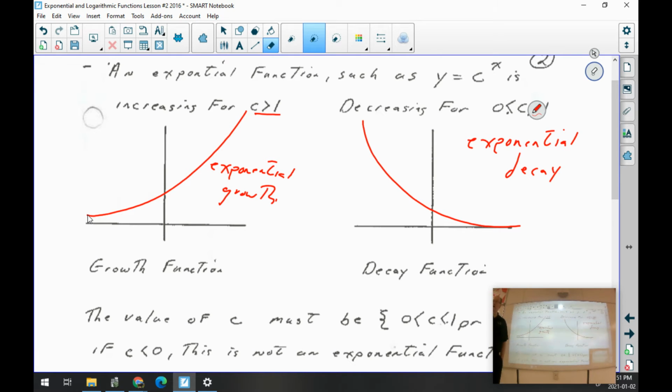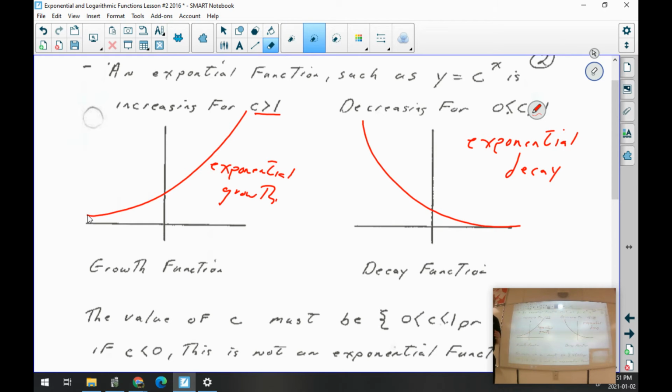When you have 1 to the power of x, what do you get? You get a straight line. 1 raised to any power is 1. If you have 0 raised to any power except 0, it's going to be 0. 0 to the power of 0 is undefined. Basically, that's what we have.